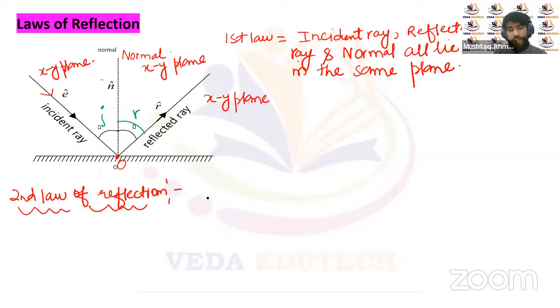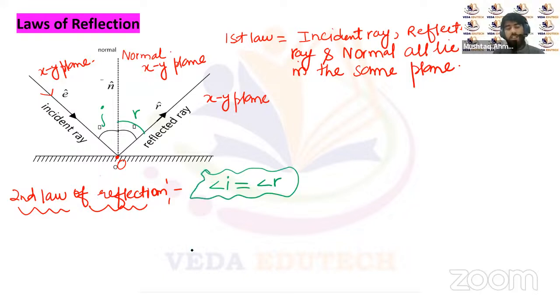So the second law says that the angle of incidence, which is the angle made by the incident ray with the normal, and the angle made by the reflected ray with the normal, that's the angle of reflection. The second law says that the angle of incidence must be equal to the angle of reflection, right? This is the second law of reflection.